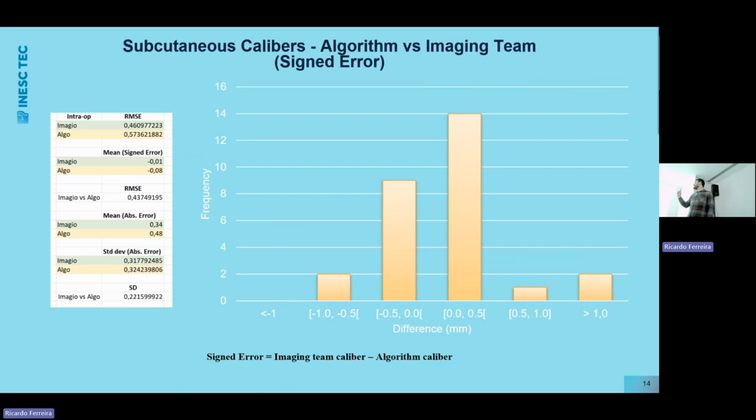And by also comparing the results of the imaging team with the algorithm, we found that the algorithm slightly underestimates the value of the calibers when compared with the imaging team. But also we found that the algorithm results are closer to the imaging team than they are to the ground truth. And that makes sense since we are both using an image modality, and the ground truth is measured in surgery and not in the same image, I would say.